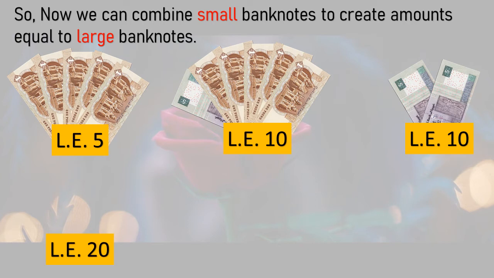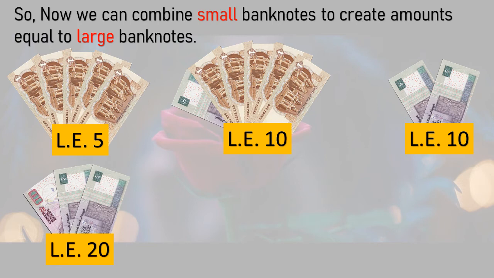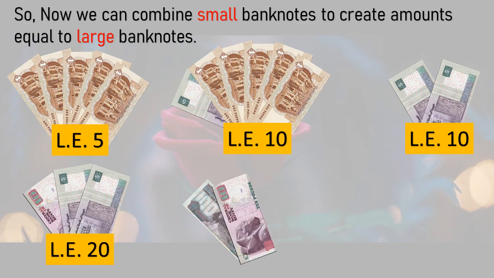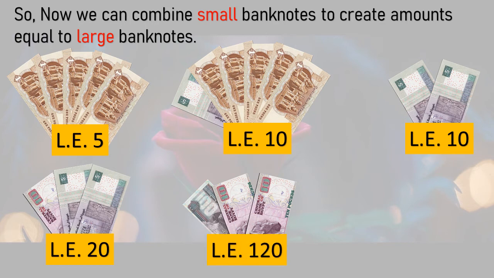Okay, what about 20 Egyptian pound? I can pay 20 if I have 1 banknote of 20 or 1 banknote of 10 and 2 banknotes of 5 because this is 10, 15 and 20, right? Okay, what if I have 1 banknote of 100 Egyptian pound and 2 banknotes of 10 Egyptian pound? That means I have 120 Egyptian pound, right?